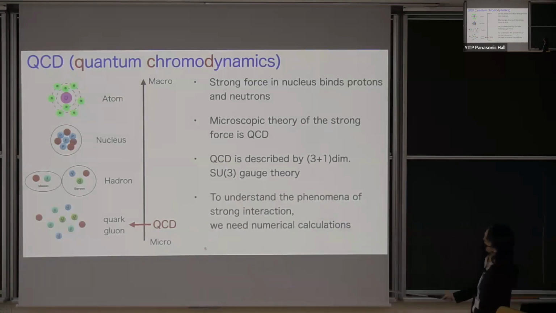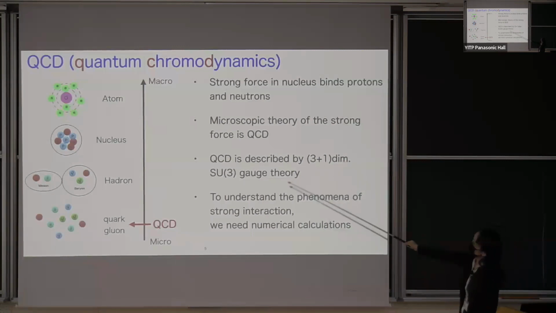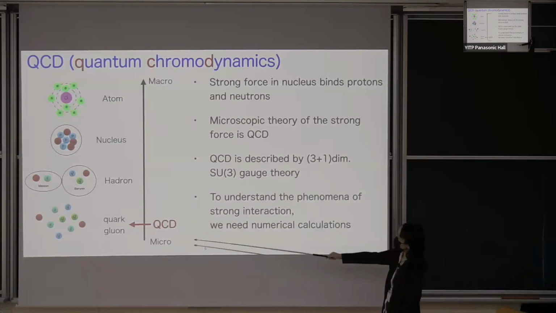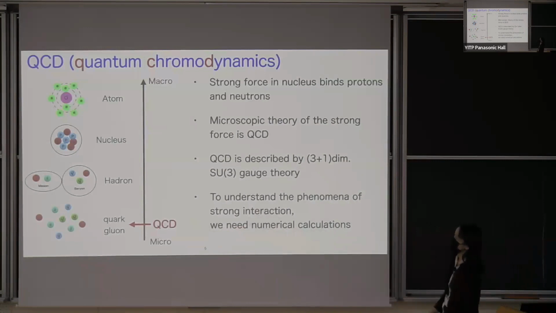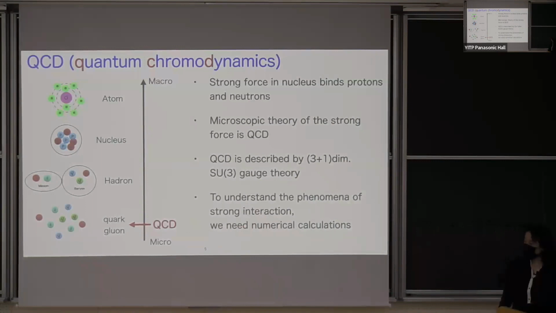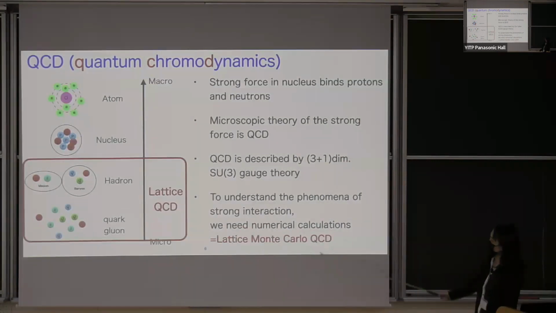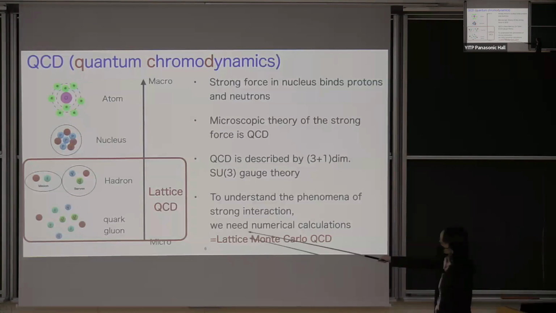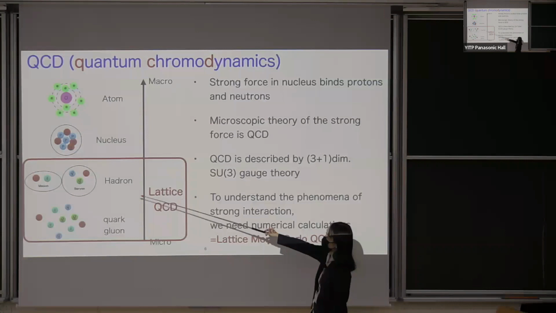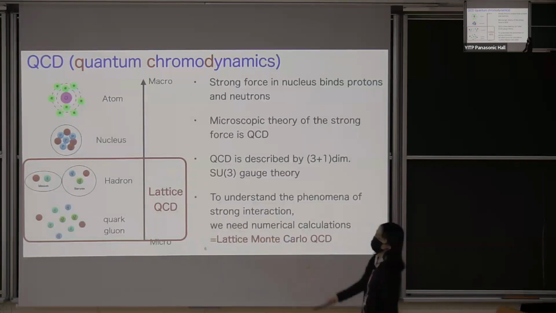It is described by a 3+1 dimensional SU(3) gauge theory coupled to fermions, so-called quarks, and the gauge field is called gluons. To understand the phenomena of this strong interaction, perturbative analysis is not valid anymore. So we need a non-perturbative method, and actually numerical calculation. The method is lattice Monte Carlo QCD, which reveals hadron physics from the QCD action.